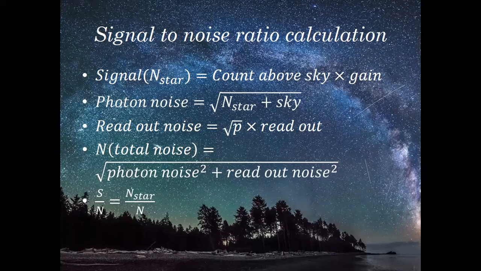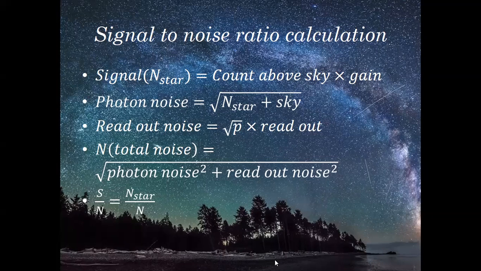Now how to calculate the readout noise? The readout noise is under root of p pixels. These p pixels are nothing but the image pixels. You need to take the under root of these pixels and multiply it by the readout. Readout you will get in your handout. We'll take one question wherein you will study how to calculate this.